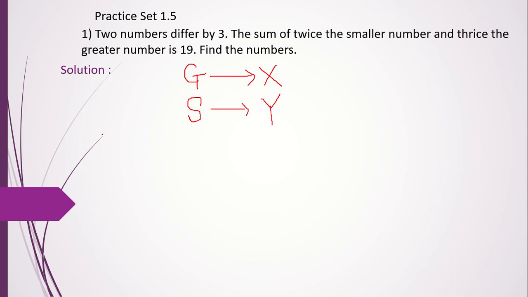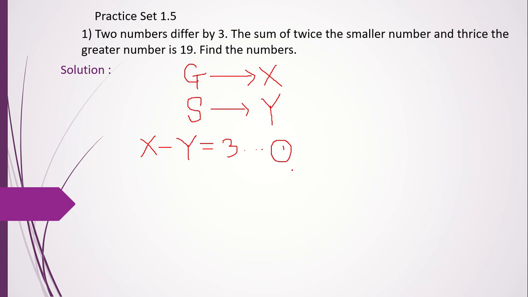Then what is the next condition given? Two numbers differ by 3. That means the difference between these two is 3. Difference means subtraction. So x minus y is 3. This is my first equation. I got my first equation.